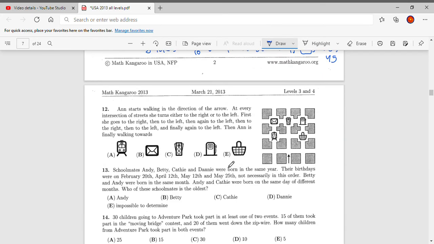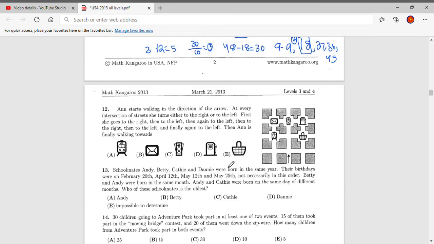Number 12. Anne starts walking in the direction of the arrow. At every intersection of streets, she turns either to the right or to the left. First she goes to the right, then to the left, then again to the left, then to the right, then to the left, and finally again to the left. Then Anne is finally walking towards... You have to fill in and see which of the pictures.